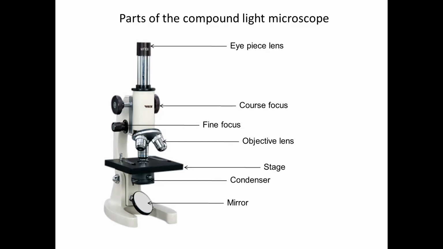Then below that, you can see another knob, which is called the fine focus, which again moves it, but by very small amounts. Then below that, you see the round area, which is called the nose piece, and attached to the nose piece are the objective lenses. In this microscope, there are 3 objective lenses. Then below that, you see the stage with the clips to hold the histology slide. Below the stage, you see the condenser, which directs the light onto the stage. Then below that, you can see the mirror, which helps you to focus the sunlight onto the microscope.